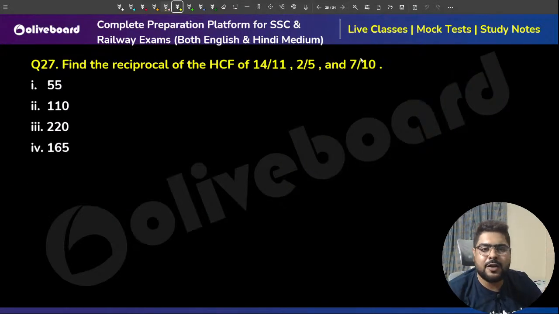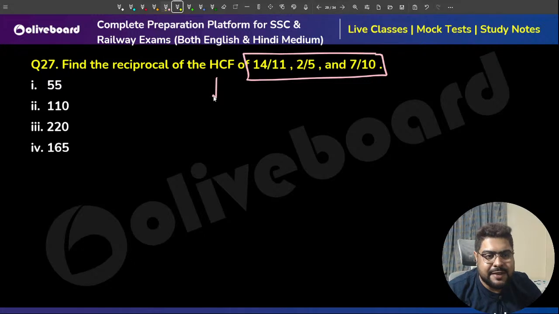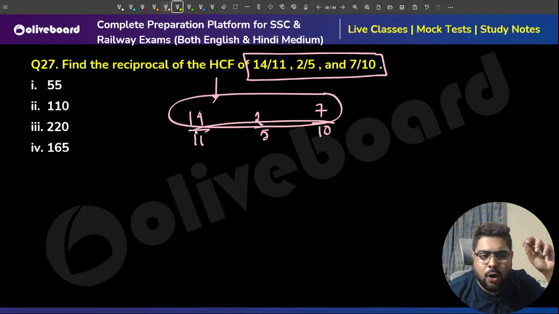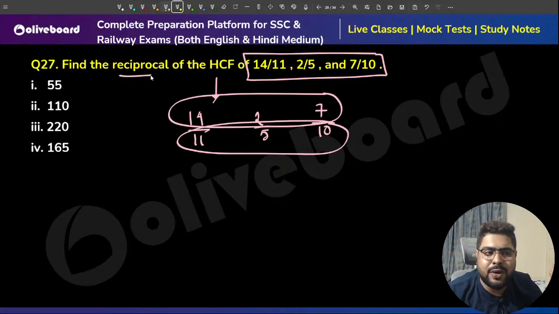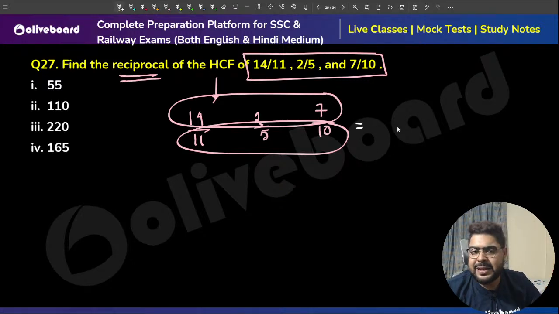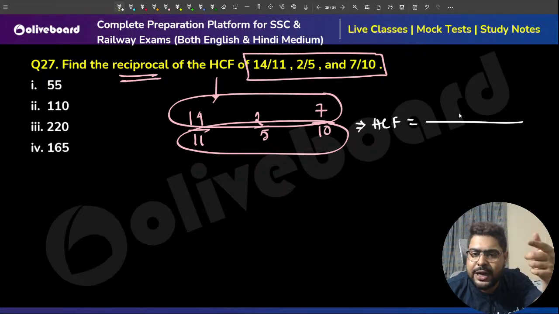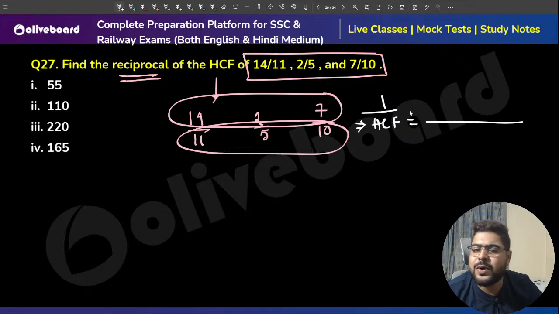Sir, reciprocal of HCF. Sir, what happens in HCF? 14 by 11, 2 by 5, 7 by 10. HCF means the HCF of the top. You always take the HCF of the numerators and the opposite for the denominators. But it asks for the reciprocal, so what do we do? Tell me. The HCF of the numerators will go, and reciprocal means it will go downwards. So it will be HCF of 14, 2 and 7. That is 1, sir, because 7 is a prime number.